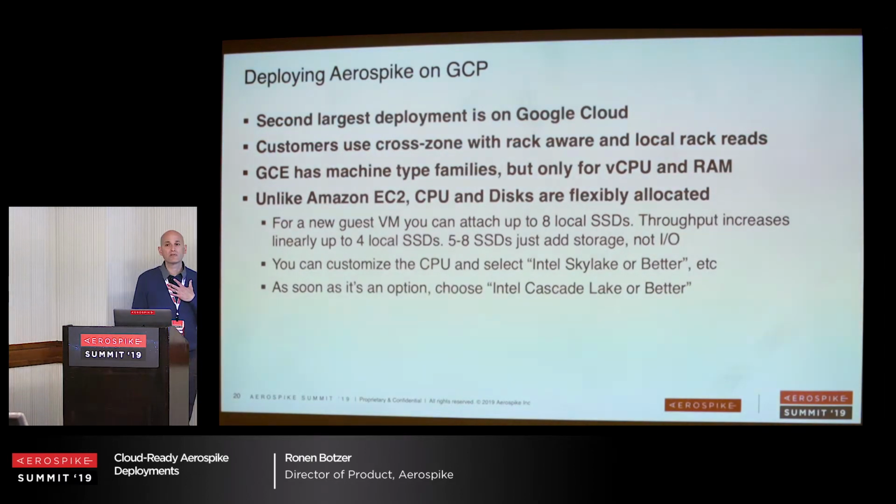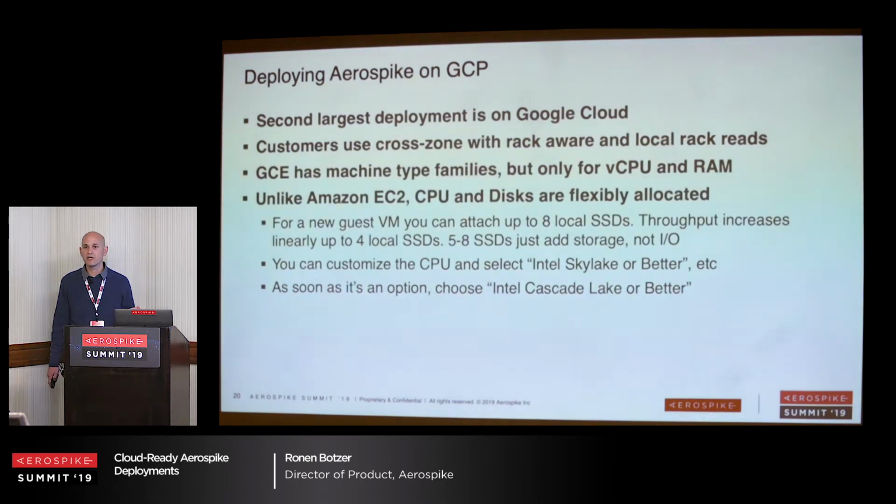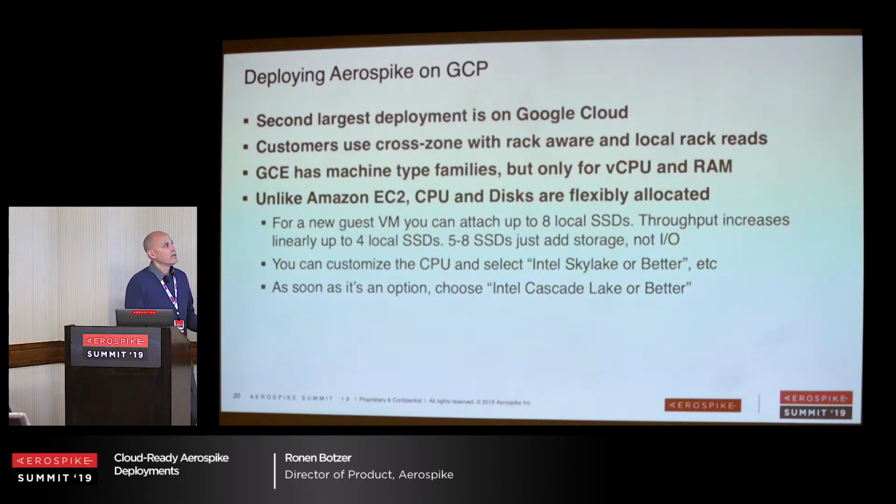So the largest deployment of any Aerospike cluster is on Amazon, like by far. We're talking in the petabyte range. The second largest, hundreds of terabytes, lives in Google. So the experience is out there. Customers are using cross-zone with rack awareness already and local rack reads. There are customers that are already out there doing that right now.